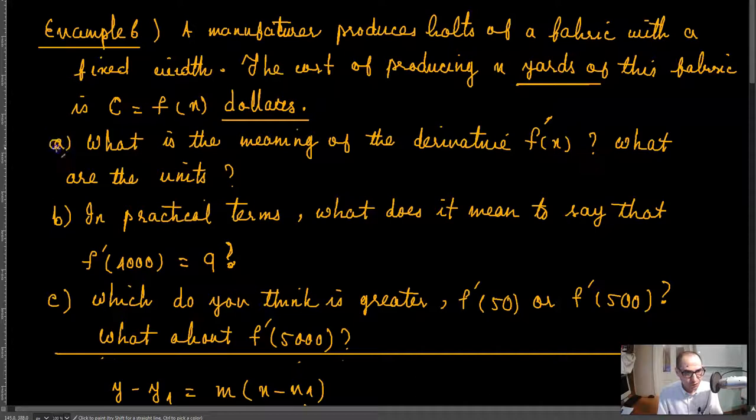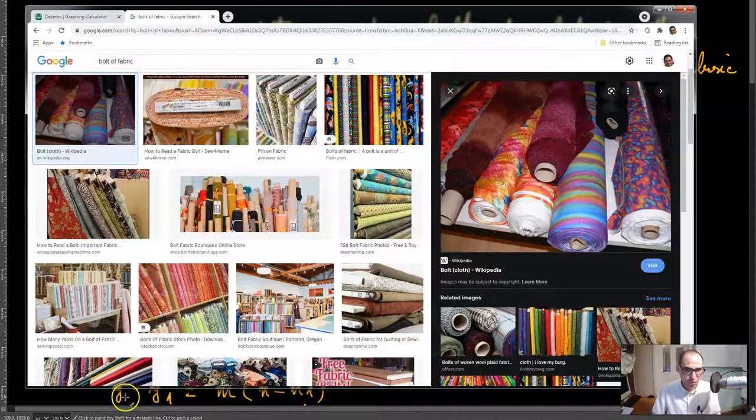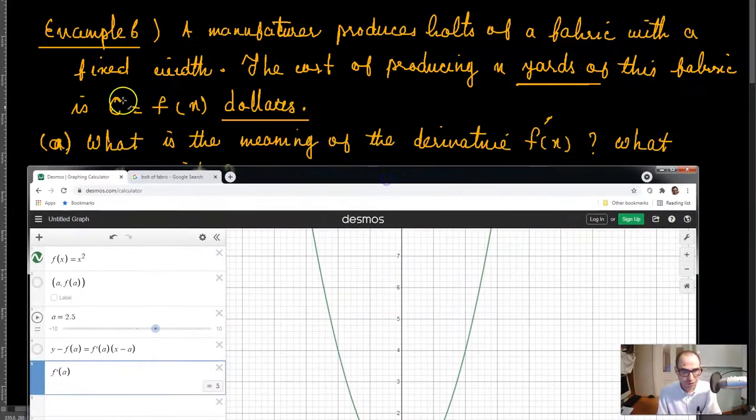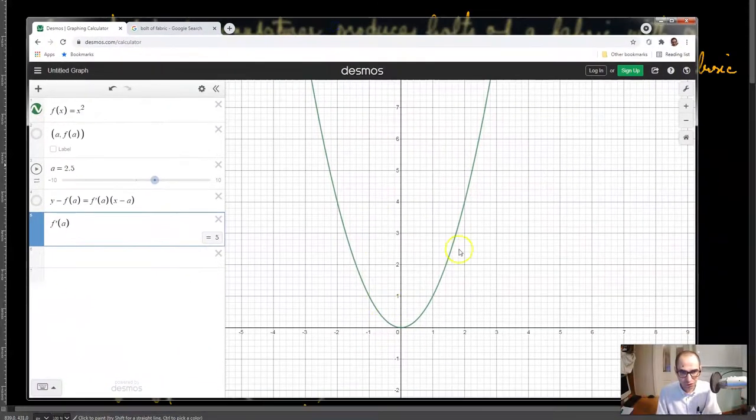Now, the first part of this question is, what is the meaning of the derivative f prime of x and what are the units, right? So the meaning of the derivative is, basically, you can think of this situation in the following way. For example, you could think of this f of x as this function over here, which is f of x equals x squared.